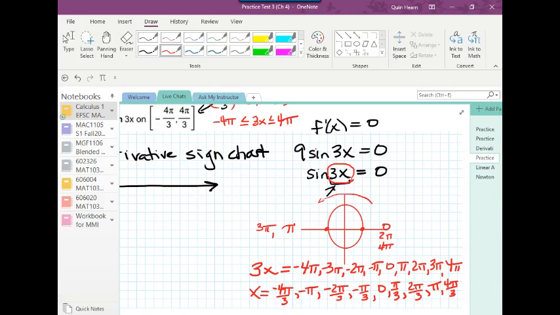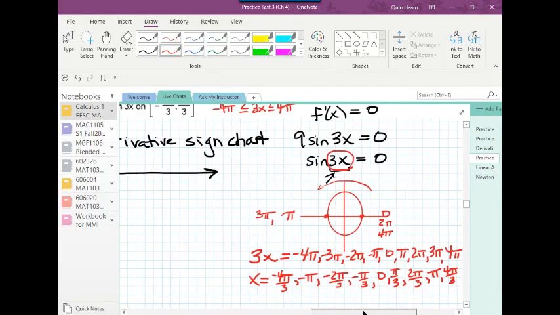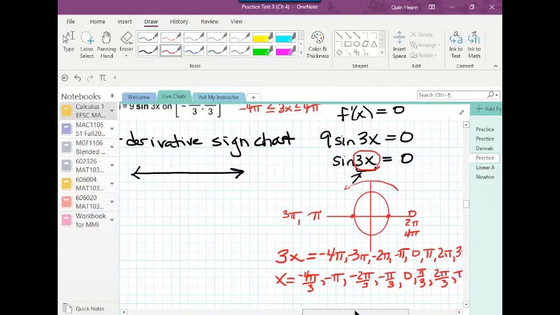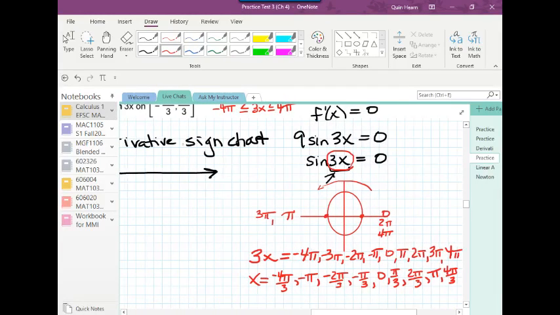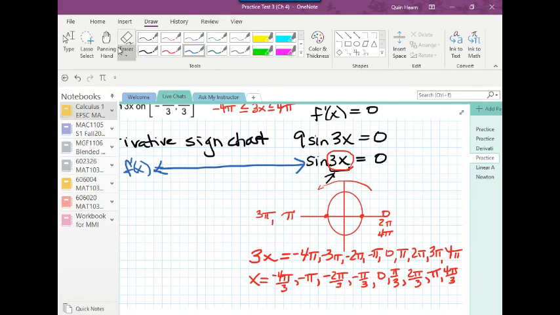So what we just figured out is that the solution to this equation is that 3x can be negative 4 pi, negative 3 pi, negative 2 pi, negative pi, 0, pi, 2 pi, 3 pi, and 4 pi. Okay, that's what 3x is equal to.